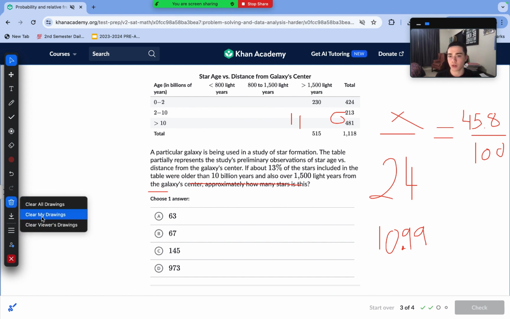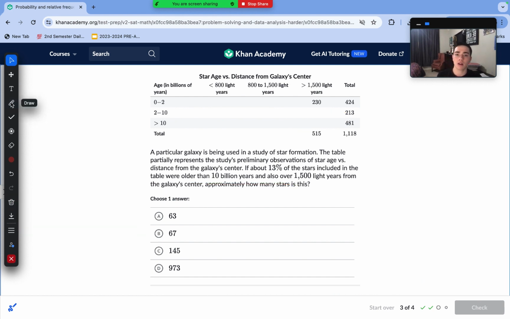On to question number 3. A particular galaxy is being used in a study of star formation. The table partially represents the study's preliminary observations of star age versus distance from the galaxy center. If about 13% of the stars included in the table were older than 10 billion years and also over 1,500 light years from the galaxy center, approximately how many stars is this?